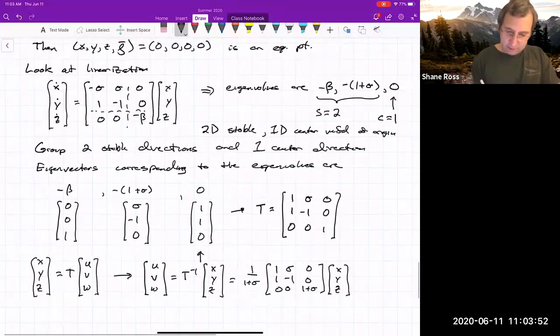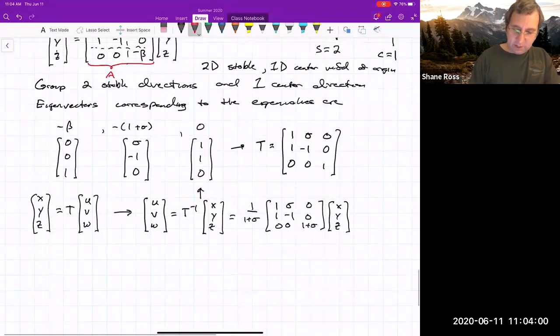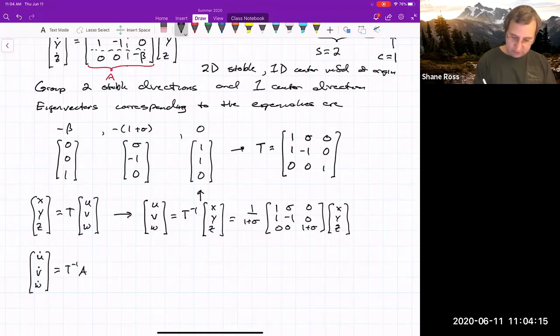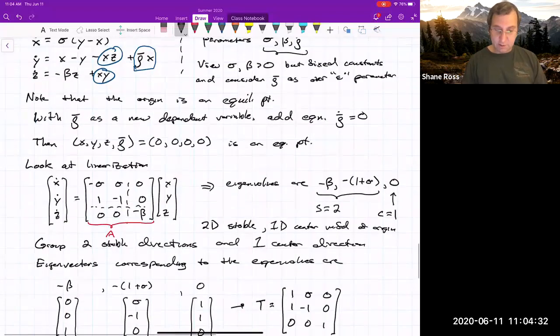What did we call the, I guess let's label this equation just for fun, call it A. And now we're going to write U dot, V dot, W dot. It's going to equal T inverse A T, U, V, and W, plus we need to transform the nonlinear part. So what was the nonlinear part?